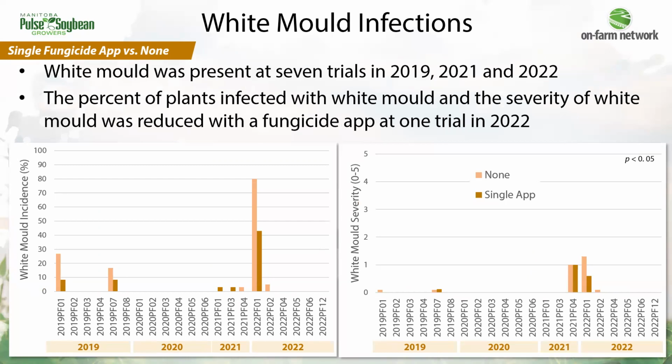And in terms of white mold, 7 trials had some white mold present, occurring in 2019, 2021, and 2022, with just 3 trials where more than 10% of plants were infected with white mold. So with a fungicide application, white mold incidence was cut in half at this trial in 2022, and severity of the infection was also significantly decreased at that trial. At all of these other trials where white mold was found, it was really just present at trace levels. There's not a lot of infection, even though we had some showing up on plants here and there.